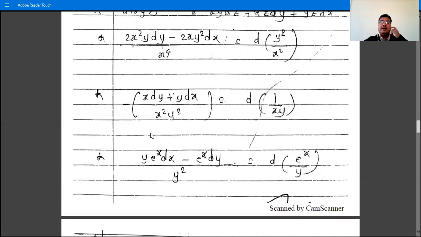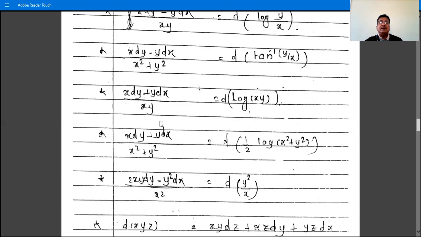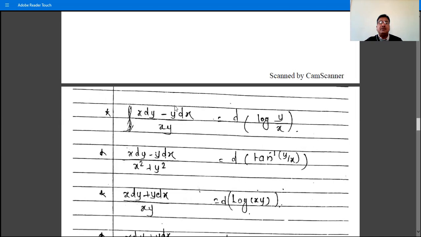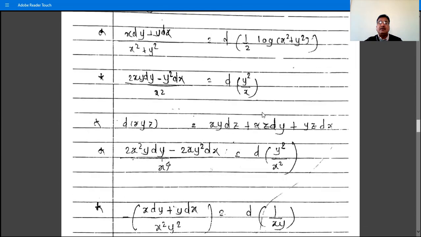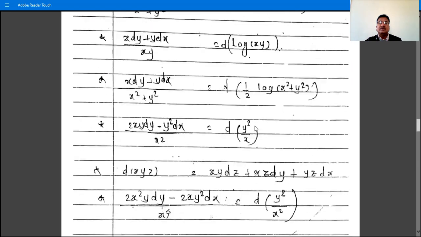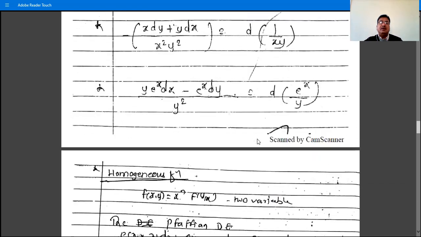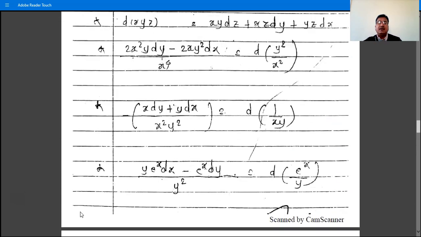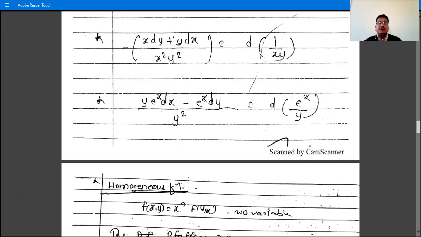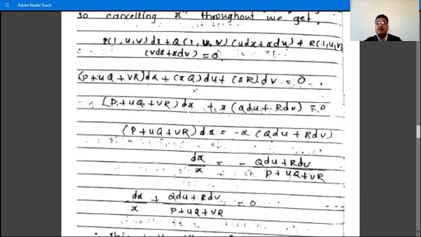So if the terms in the LHS are of this form, then apply these formulas. If the term is x dy plus y dx, then it is just the derivative of x into y. So some other formulas of the same type.